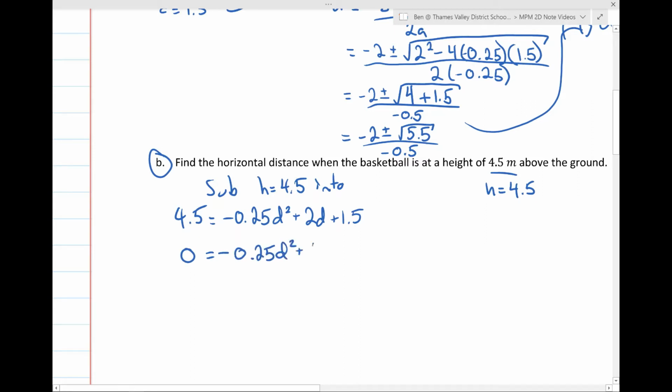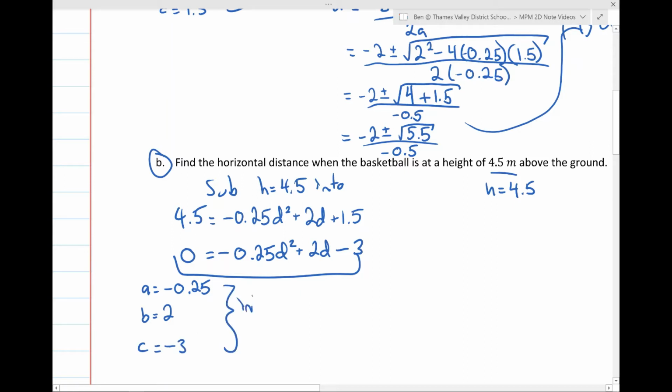0.25d squared plus 2d plus 1.5 minus 4.5. Well, 1.5 minus 4.5 equals negative 3. So we can put that in there. Minus 3. And that's great. Now we're substituting this into our quadratic formula. So here I have a equals negative 0.25, b equals 2, c equals negative 3. That's great, into our quadratic formula.